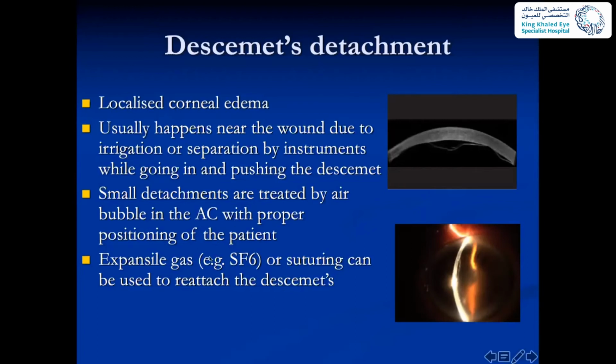Sometimes we need a longer tamponading period, so we use expansile gases, gases of the retina, SF6, or even C3F8, that can stay in the eye for a longer period of time. Sometimes we have to suture this detached Descemet to keep it in place.